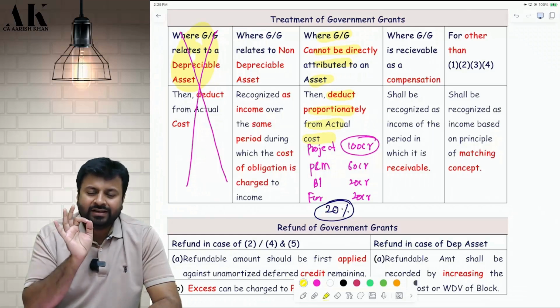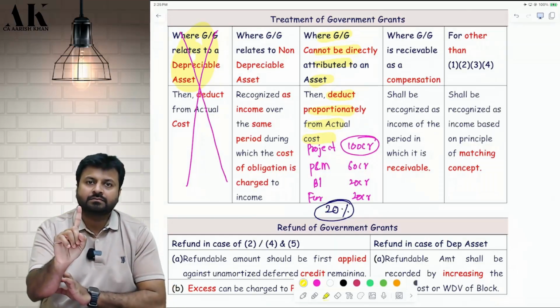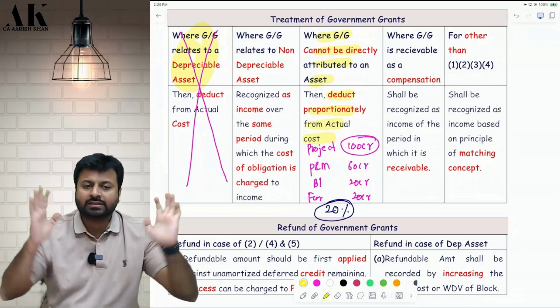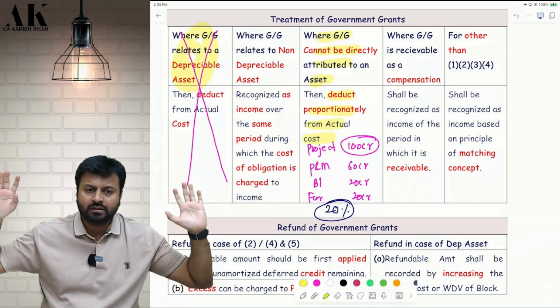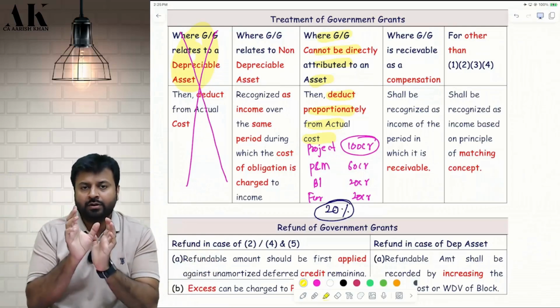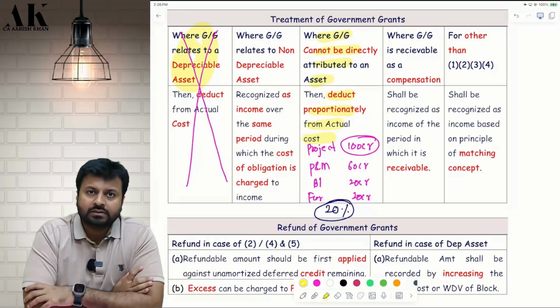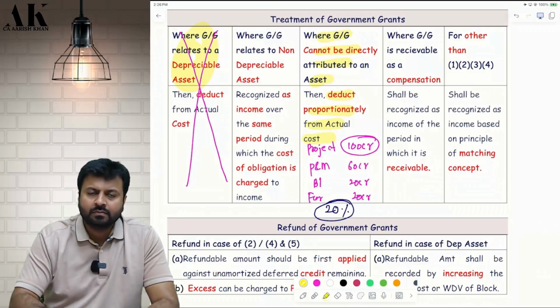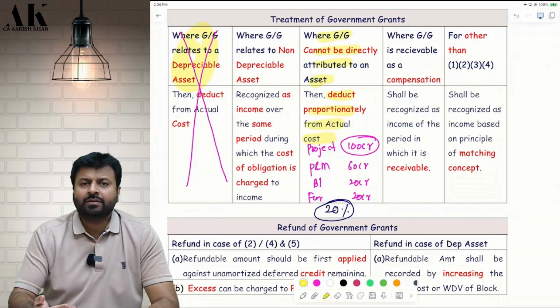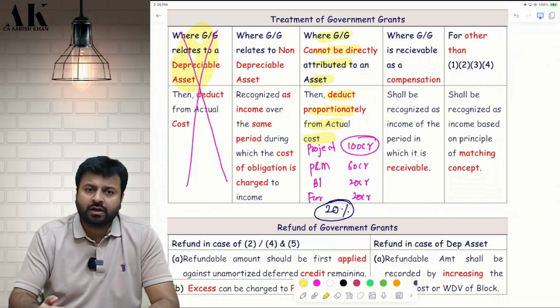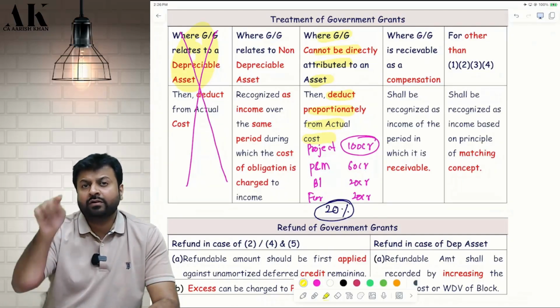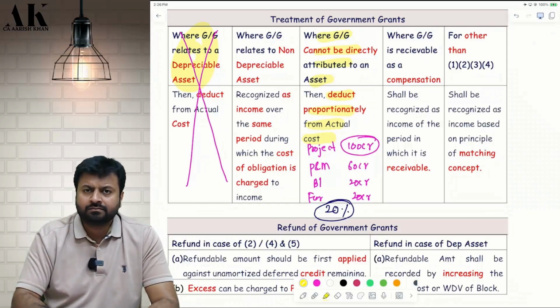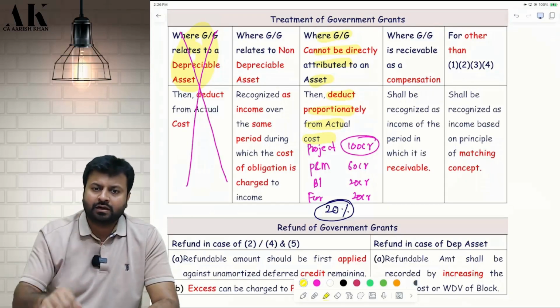So if it is related to a single asset, it is attributable directly to the asset, then reduce from that asset. If it is not directly attributable to one asset, then you have to reduce proportionately from all the assets. Okay. Now the government grant which is given by government to you is subject to some conditions. What if you don't fulfill the conditions in future? Then you have to refund the government grant, right?